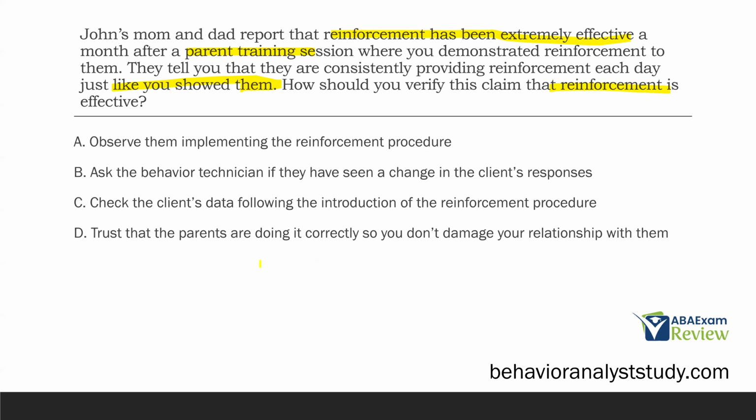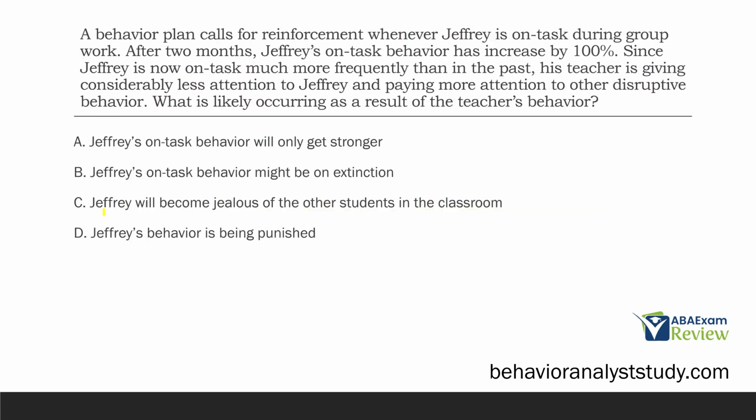Is it not? And then D, trust that the parents are doing it correctly so you don't damage your relationship with them. Yes, you want to have a good relationship with them, but you have to be honest with them. That's in the ethical code. And honesty involves verifying their claims, verifying anybody's claims for accuracy, validity, and reliability. If the data don't indicate reinforcement has worked, we have to call them on their statement that reinforcement is effective, go back to the drawing board and figure out how can we actually make reinforcement that's effective. So how can you verify that claim? C, check the client's data following the introduction of the reinforcement procedure.